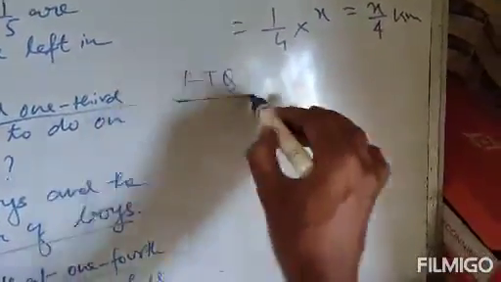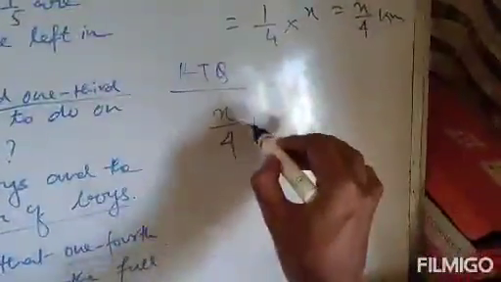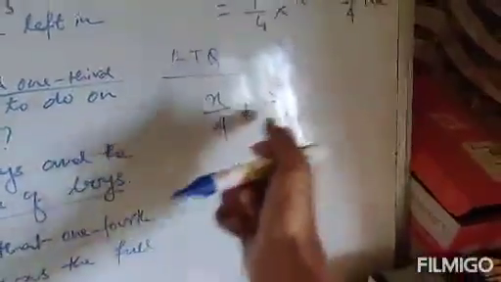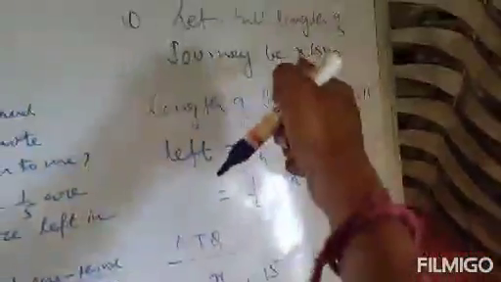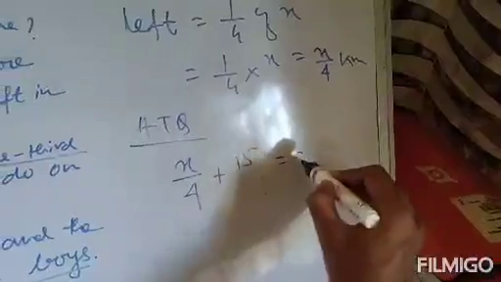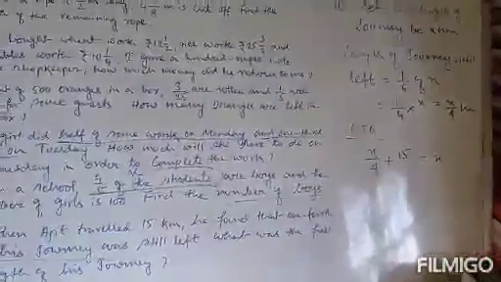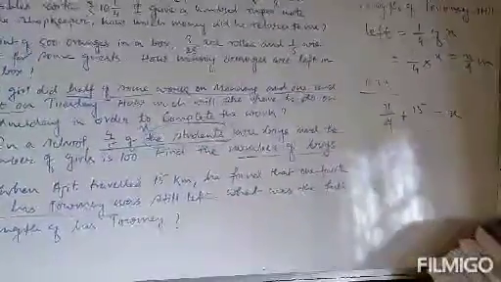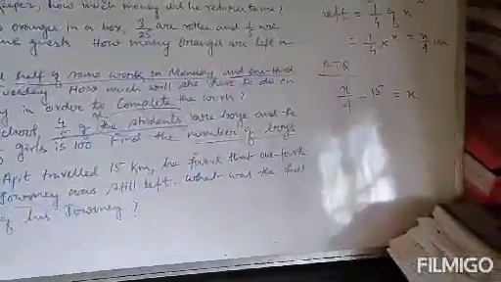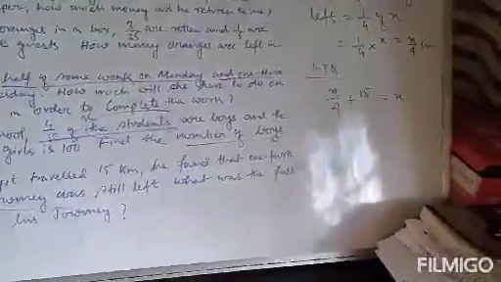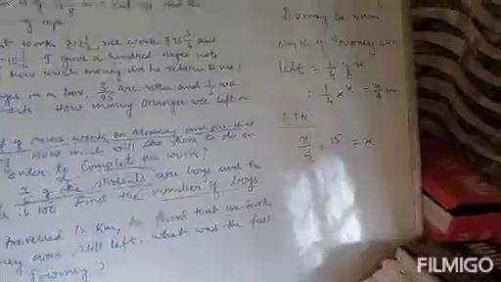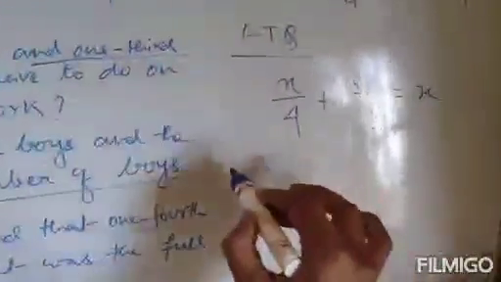So we can write x by 4, that is the journey left still, and 15 kilometer he has traveled. So these two will be the total length of journey, and total length of journey we have already assumed is x kilometer. So 15 kilometer plus the remaining portion, that is x by 4, will be the total length. That is x by 4 plus 15 will be x. Now solve x from this equation.